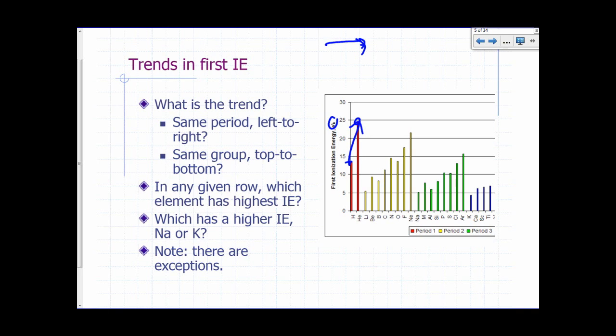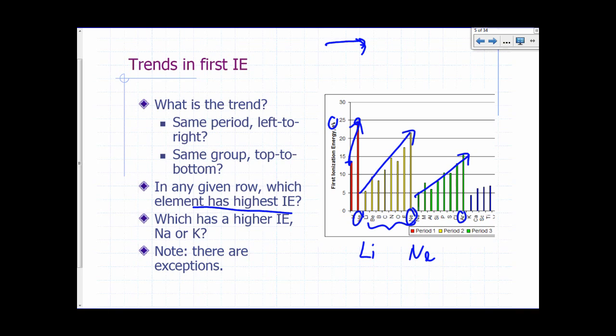Lithium, second row elements here, you go from lithium to neon. The general trend you can see is also increasing. So in any given row of your periodic table, the atom with the highest ionization energy is the atom on the far right, the noble gases. So in any given row, the element that has the highest ionization energy would be the noble gas.